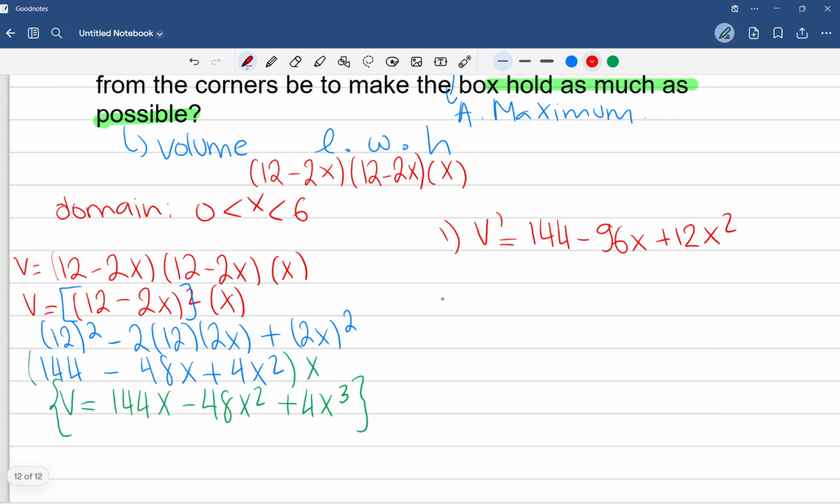Now we need to find our critical points. This is a polynomial, so I just need to equate it to 0. I'm going to rewrite this in another order so it can be easier for me. 12x squared minus 96x plus 144 is equal to 0. On the calculator, just do mode setup 5 3. I'm going to get my two x's, which are x1 is equal to 2 and x2 is equal to 6. Now x2 equals 6 is already in my domain, so I'm not going to take it. I'm going to take x equals 2.